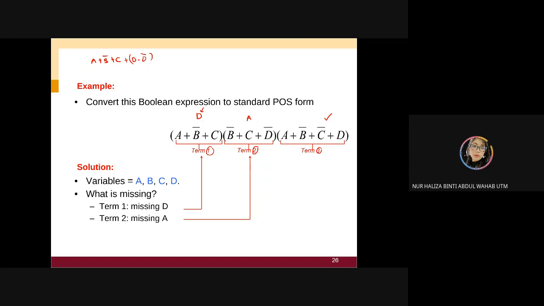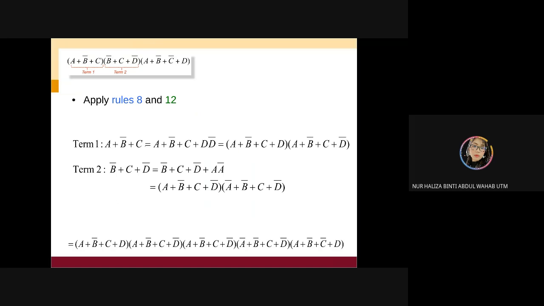Why D dot D bar? Because D dot D bar equal to 0. So I'm going to add with D dot D bar. Then you apply similar things at this B bar C. We look here, okay, one by one. Term 1, you're going to add with D dot D bar. And then we have another term 2. After we add, we're going to get like this.